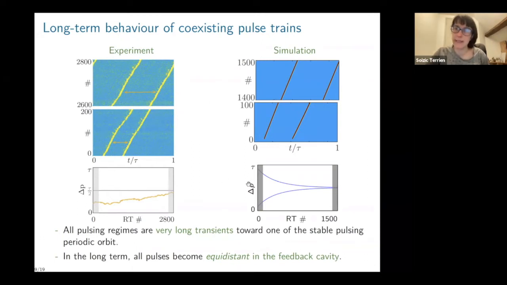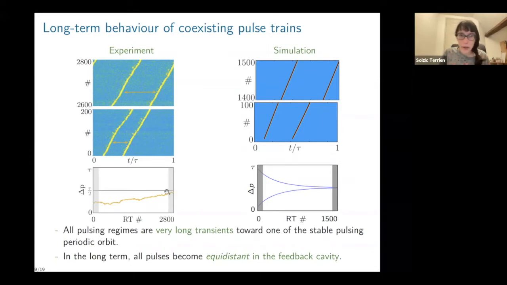And this is what we see as well in the simulation of the model. So same, we start from pulsing configuration with 2 non-equidistant pulses in the feedback loop. And we let the simulation run for a very long time, for a high number of round trips in the feedback loop. And we see that in the long term, similarly to the experimental configuration, the pulsing pattern converges towards one of the weakly stable periodic solutions with 2 equidistant pulses in the feedback loop.